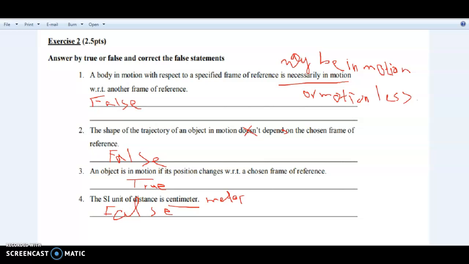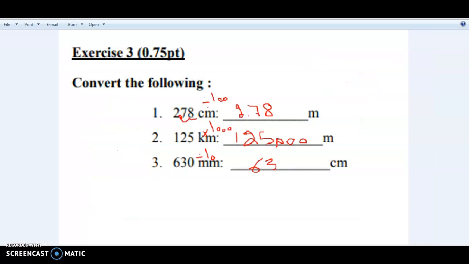Now, an object is in motion if its position changes with respect to a chosen frame of reference. Yes, true. It depends on it. The SI unit of distance is centimeter. No, it's meter.